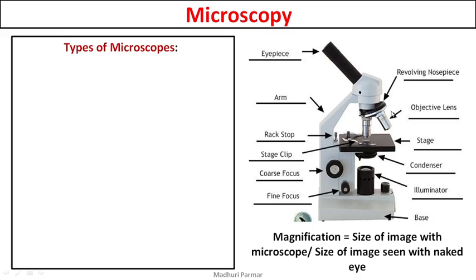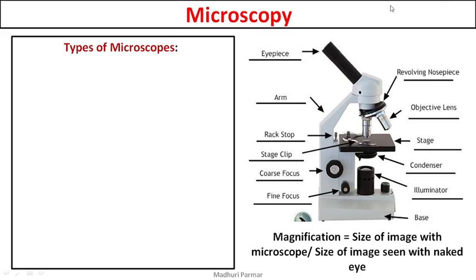So magnification in the case of a microscope is also the same. And as I already told you, these objective lenses have different magnification powers. If it is 20x, that means it will magnify 20 times, 60x, 60 times, 100x, 100 times. Okay, so these are the different objective lenses.